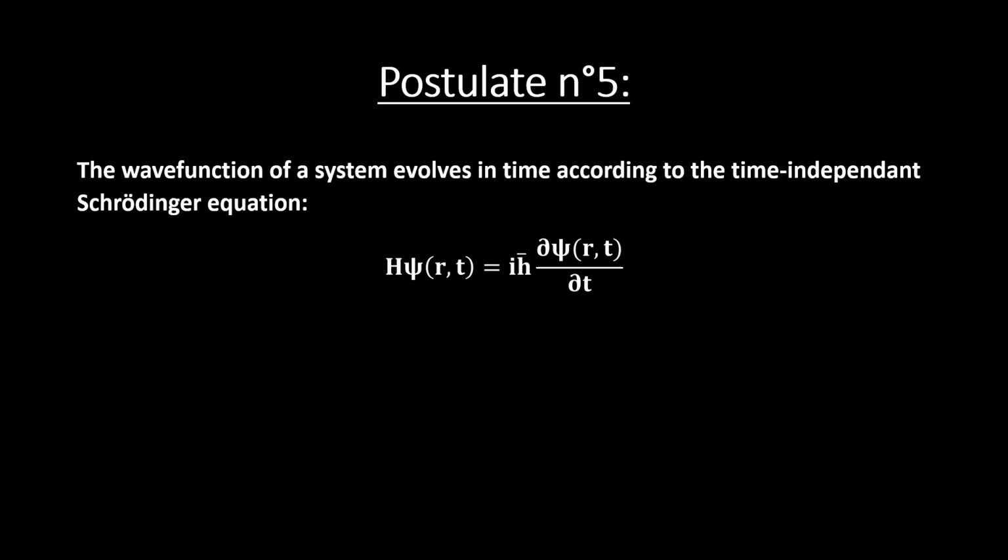The fifth postulate is pretty easy. The fifth postulate says that the wave function of a system evolves in time according to the time-dependent Schrödinger equation that we can see as follows.